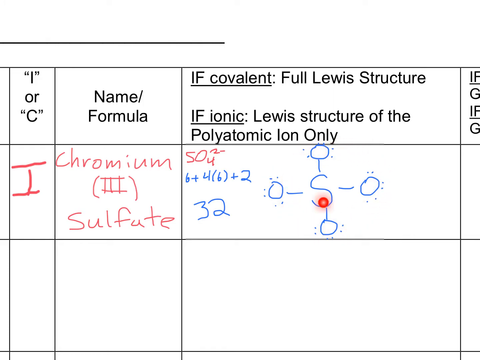There are no excess to put in the center. There is no need for double bonds. Sulfur has 8 around it. Each oxygen has 8 around it. So our last step is just to represent the charge. Put brackets with the 2-.